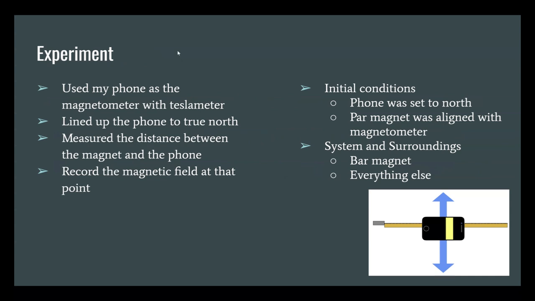So for this experiment, I used my phone as the magnetometer and the Tesla meter. We lined up the phone to true north and measured the distance between the magnet and the phone, and we recorded the magnetic field at that point, sort of like in this picture right here. For the initial conditions, the phone was set to true north, and the bar magnet was aligned with the magnetometer. The system for this would be the bar magnet, and the surroundings would be everything else.